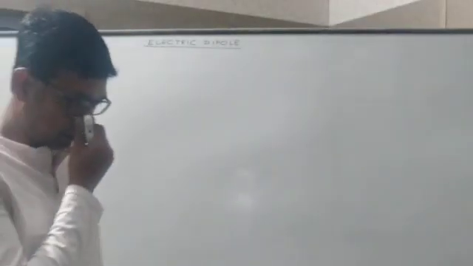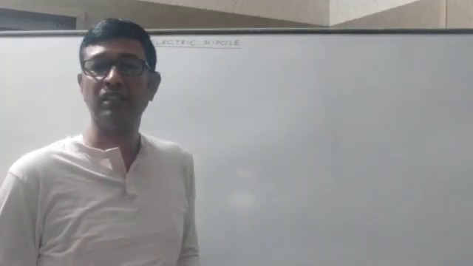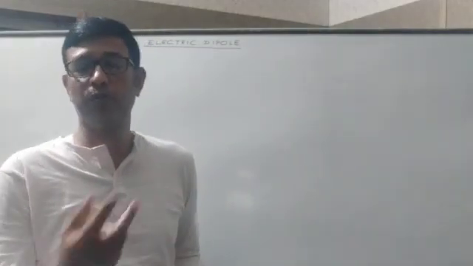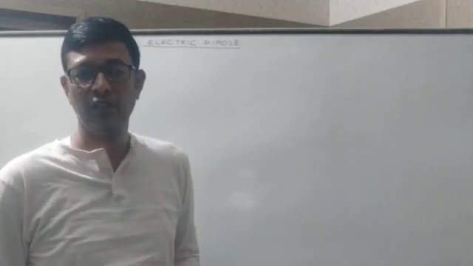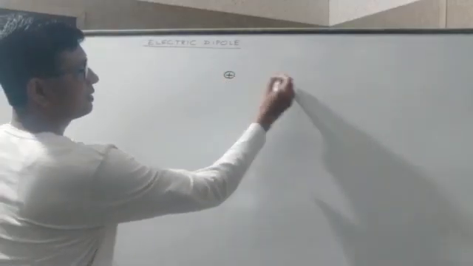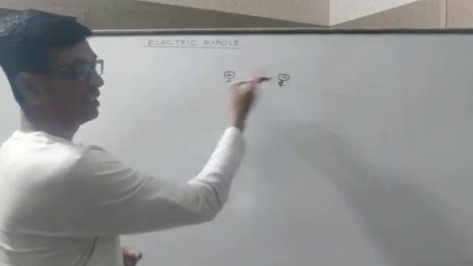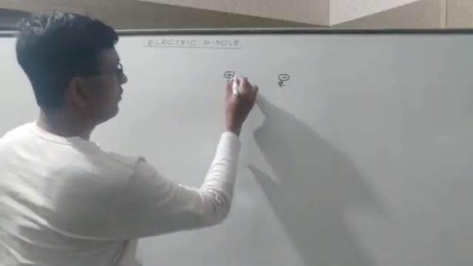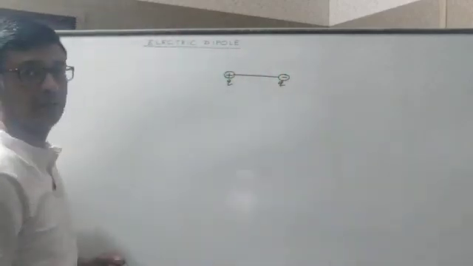Okay, electric dipole. A dipole is a system comprising two equal and opposite charges separated by a finite distance. So, suppose an electric dipole is represented by a plus and a minus. Both the charges should be of equal magnitude, obviously of different nature, and there should be a finite separation between these two. So, this constitutes an electric dipole.